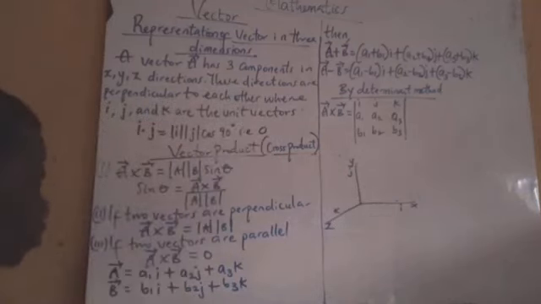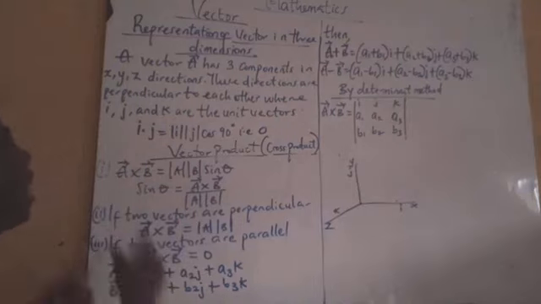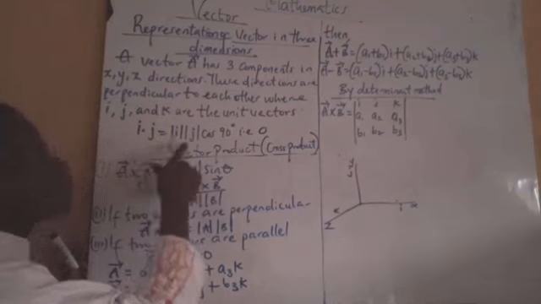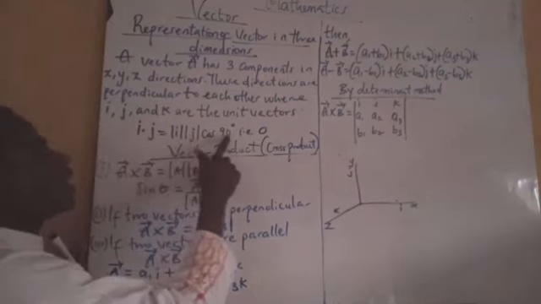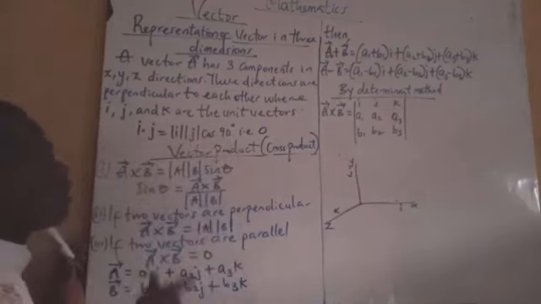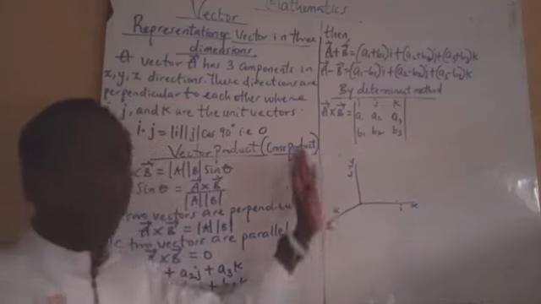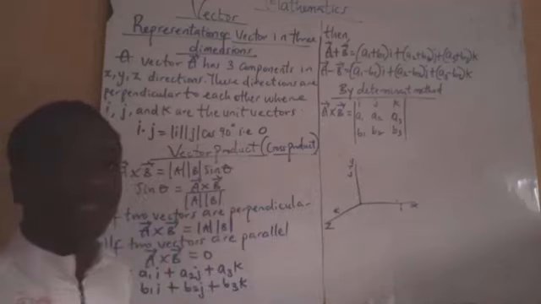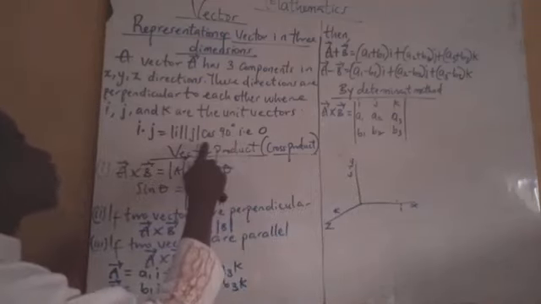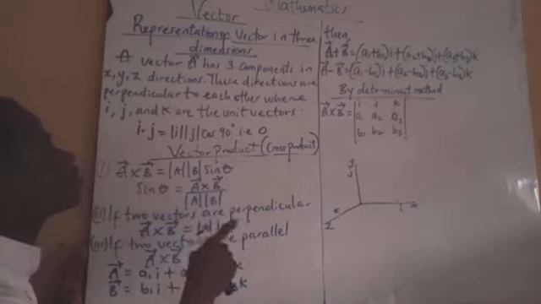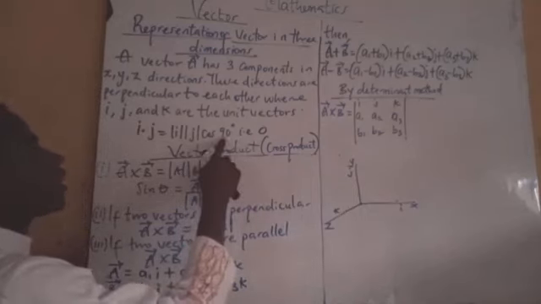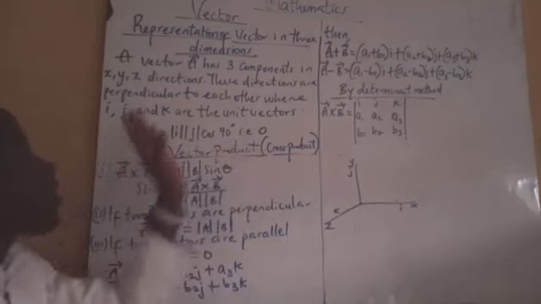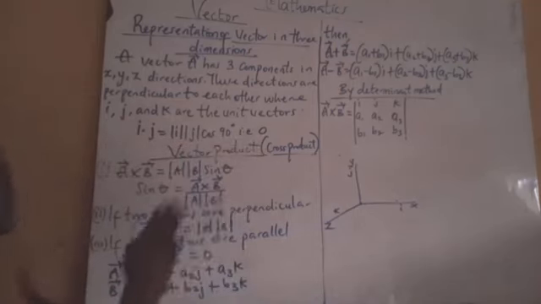Now these directions are perpendicular to each other, where i, j, and k are the unit vectors. So we can say the formula will be i dot j equals to magnitude of i times what? Magnitude of j, then cos 90. And our cos 90 implies that it is perpendicular. And I believe you guys know perpendicular implies what? Angle 90 degrees. So cos 90 is equal to 0. And this 0 multiplies everything here. So our i dot j will be equal to 0. That's how to represent, let's say, vector in 3 dimensions.